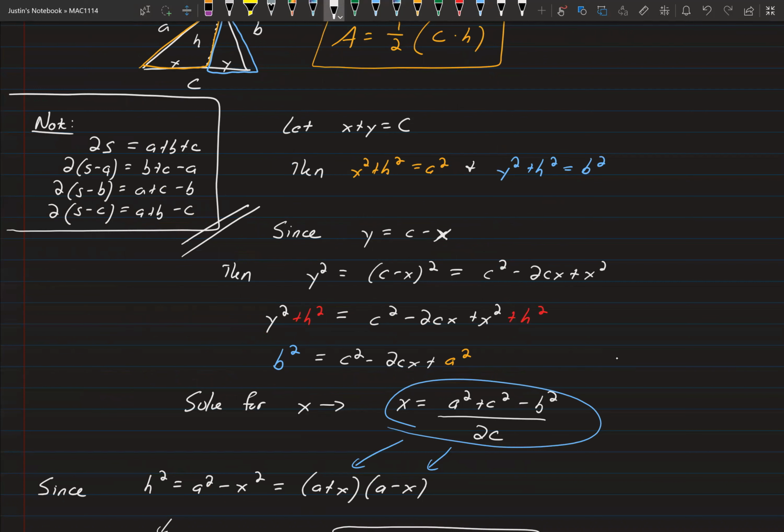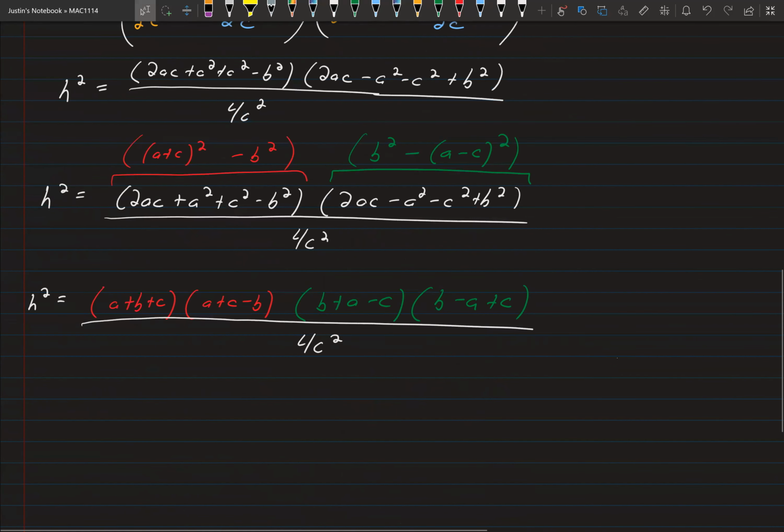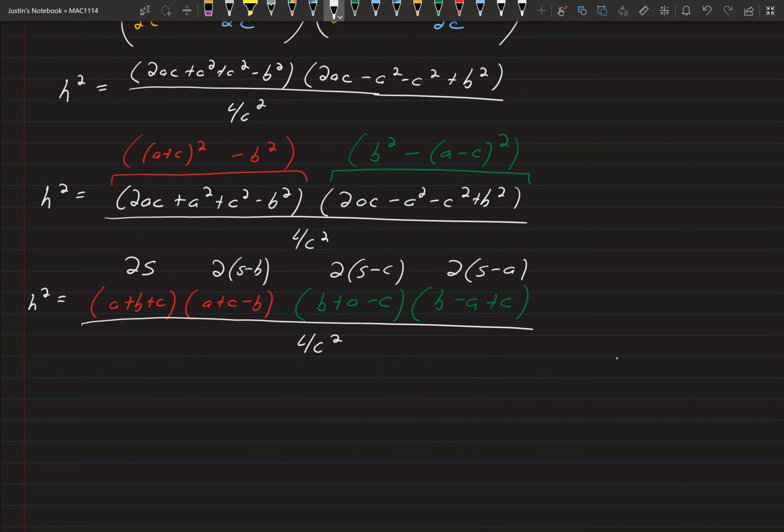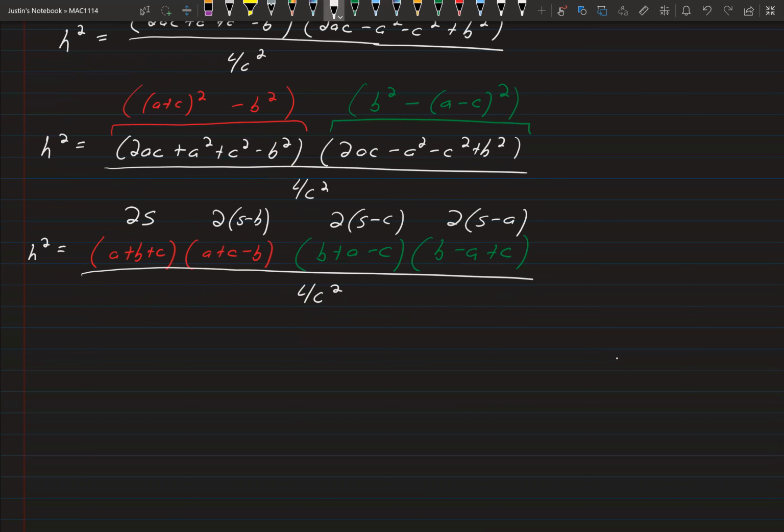A plus b plus c is 2s. B plus c minus a is 2 times s minus a. Let's come back. A plus b plus c, hey, that's 2s. A plus c minus b, that's 2 times s minus b. A plus b minus c, well, that's 2 times s minus c. Then here, b plus c minus a, that's 2 times s minus a. Let's write them like this.